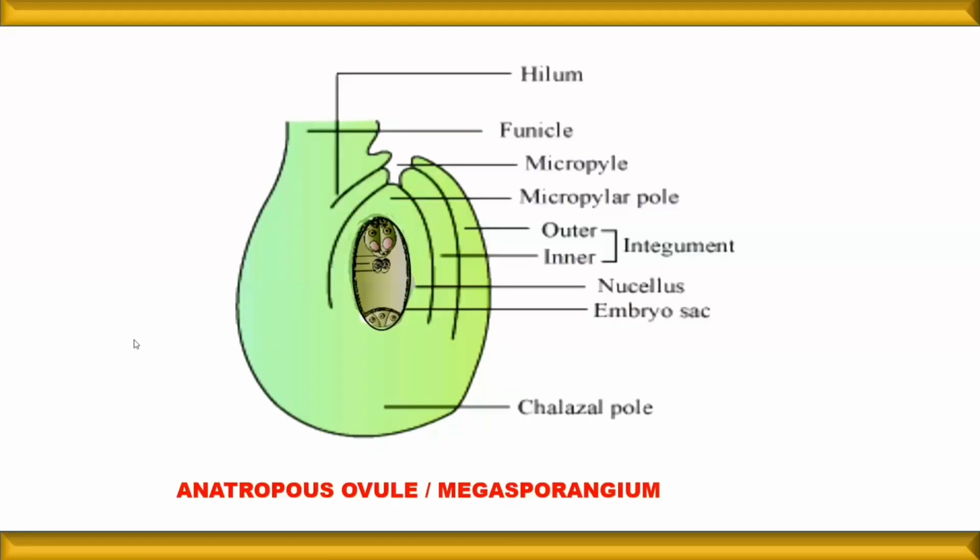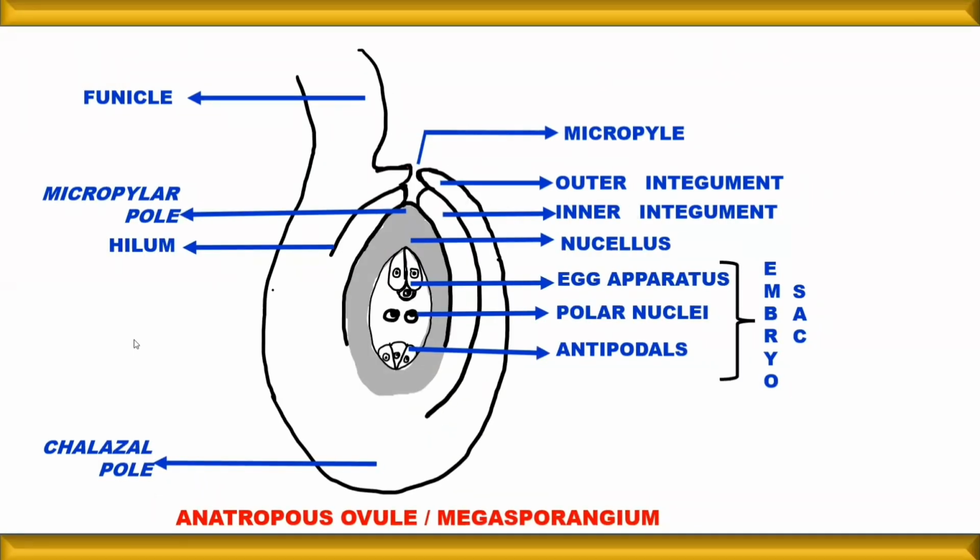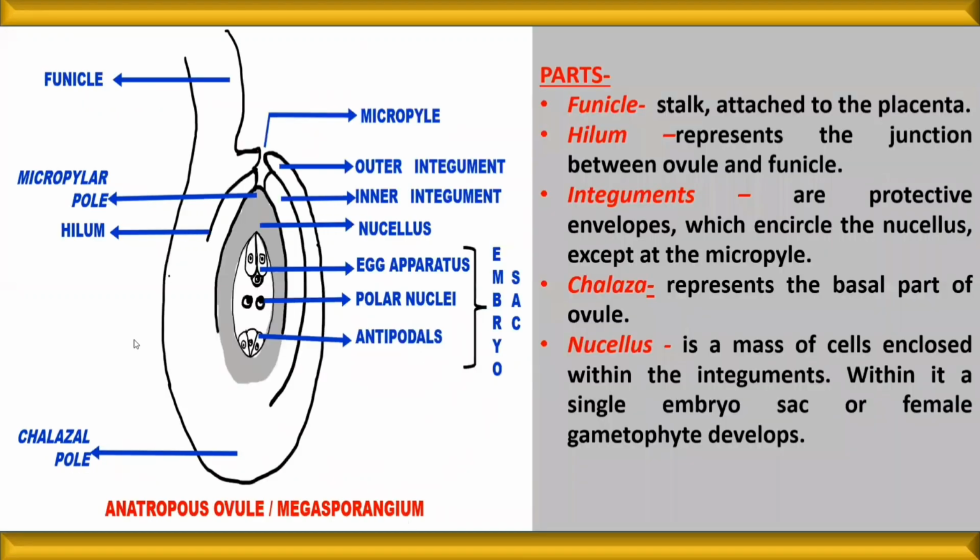Welcome to Diagram Dazzles. In this episode, we shall learn an easy NCERT diagram, that is the Anatropous ovule, which is an ovule bent on itself. The ovule is also called as Megasporangium, and this is how we'll be detailing it with a simplified diagram. So let us start with the parts.